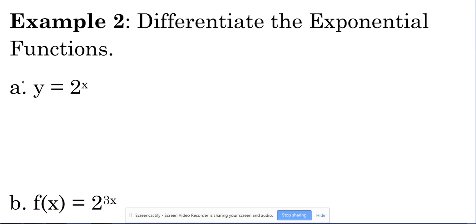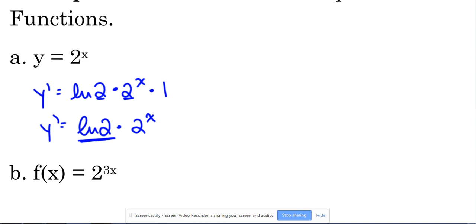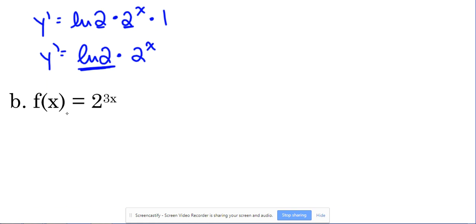Let's look at these exponential functions. Okay, y equals 2 to the x. So y prime is, remember, it's the natural log of the base times the exponential itself times the derivative of the exponent. So in this case, it's just 1. Now, you can't multiply these two numbers right here. You literally just write it natural log of 2 times 2 to the x. And remember, this may come into play later, natural log of 2 is a constant. We leave it in this form because it's a decimal, but that is a constant, so that may come into play later on.